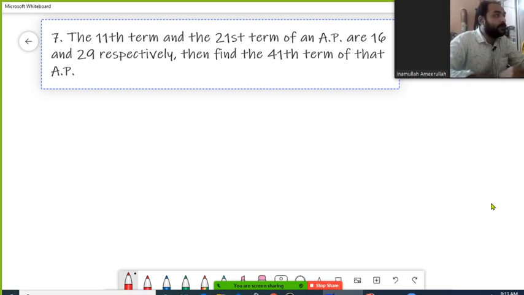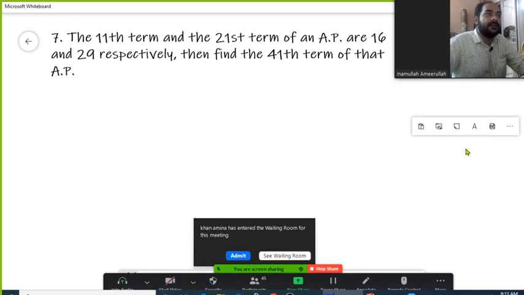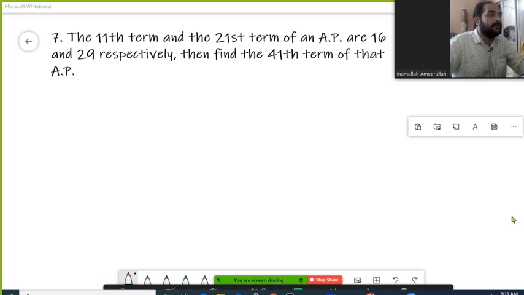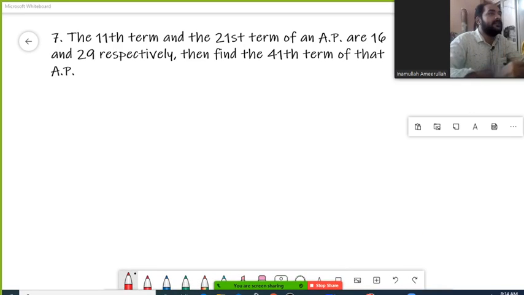So this question says the 11th term and 21st term of an AP are 16 and 29 respectively. Then find the 41st term of that arithmetic progression. As far as the information for this question is concerned, the 11th and 21st terms are given. So we will write it.